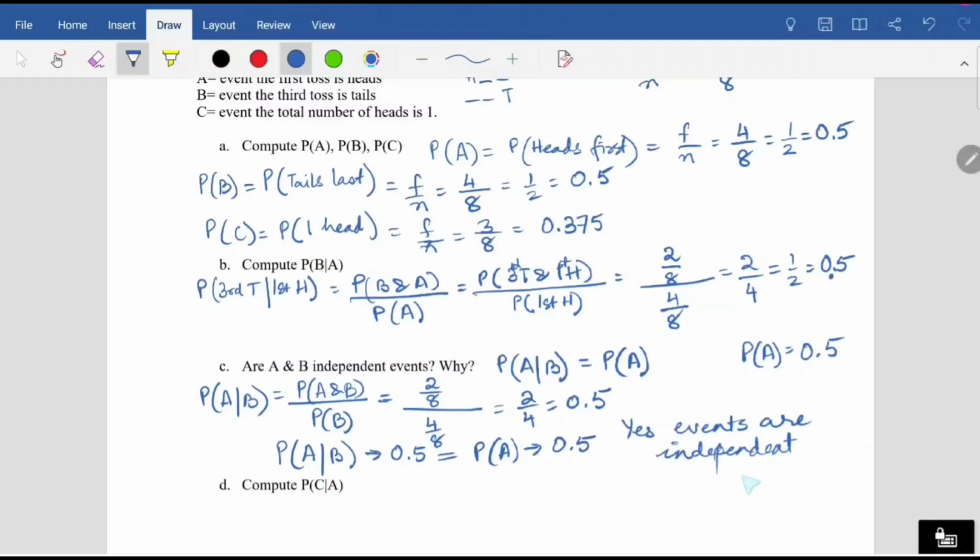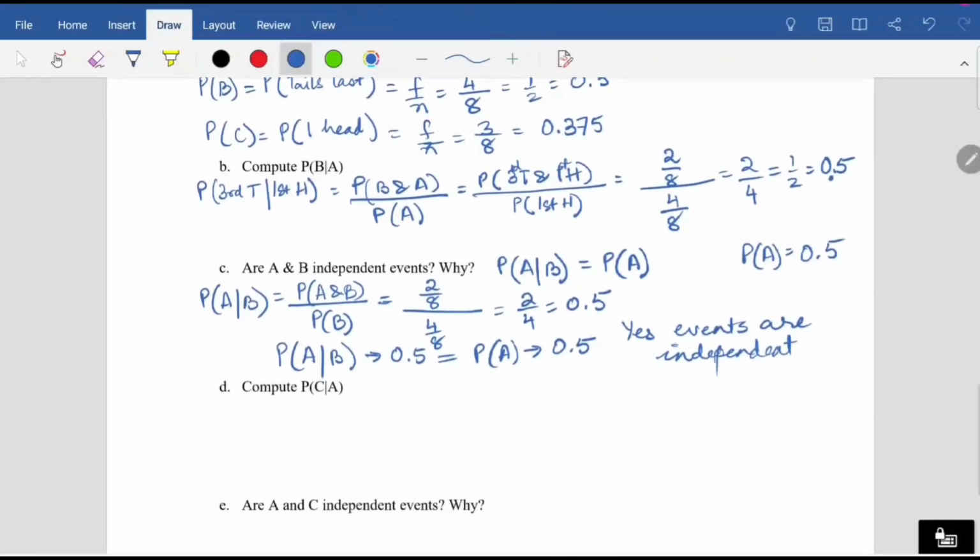You have to show your work. You cannot just say events are independent without showing the work. You have to prove that probability of A given B is equal to probability of A. Now part D says compute probability of C given A.